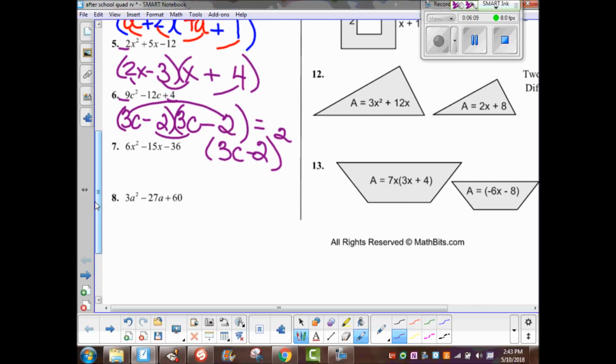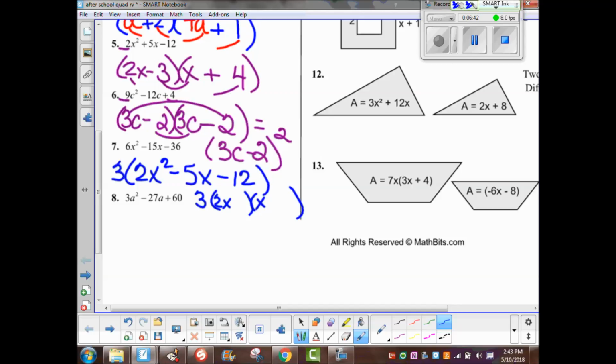Number 7. What do we see in number 7? Simon. Yeah, the GCF of what? 3. So I get 2x squared minus 5x minus 12. So I took out a GCF, and now I would take that trinomial. Can that be factored further? 2x and x.